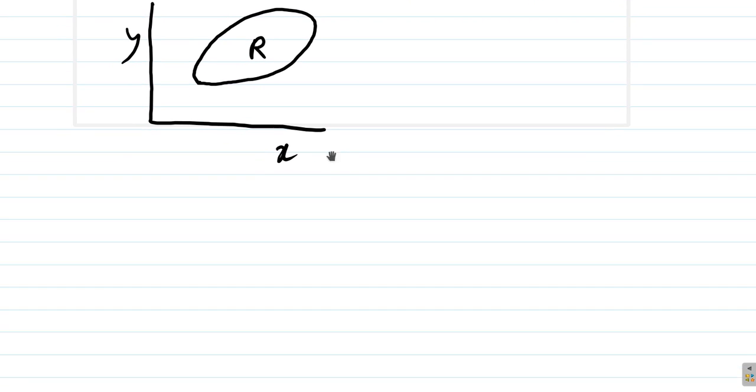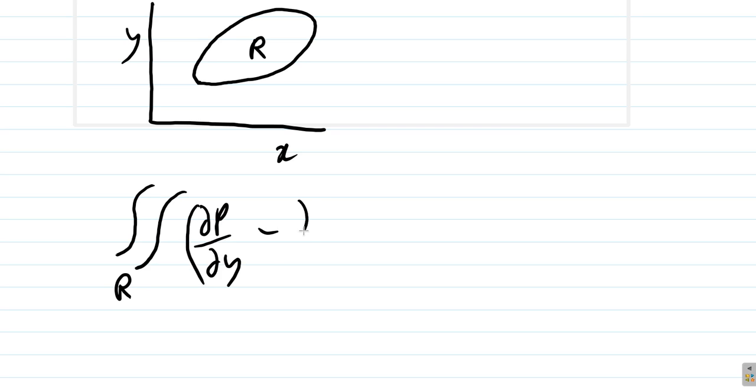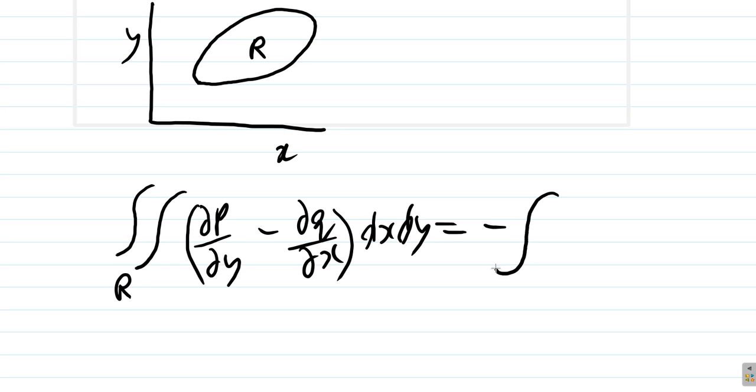You have your x and y axis, and you have some boundary, and you have the region R. Then what Green's theorem states is this: the double integral within the region R of delta P by delta Y minus delta Q by delta X dx dy is equal to negative integral around the enclosed boundary of P dx plus Q dy.